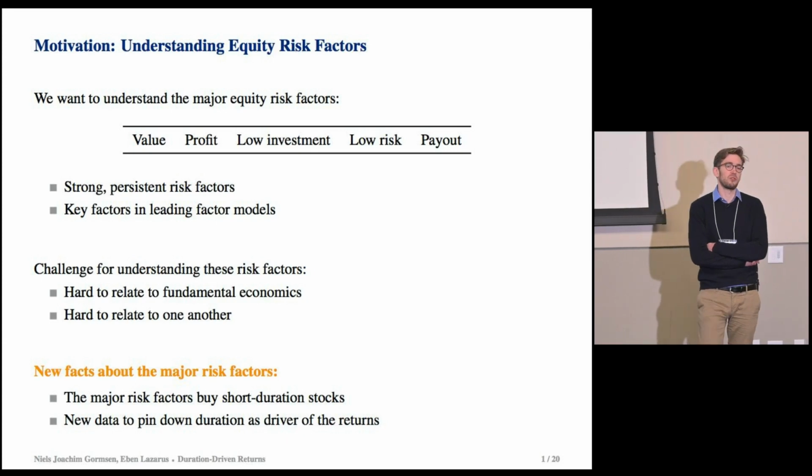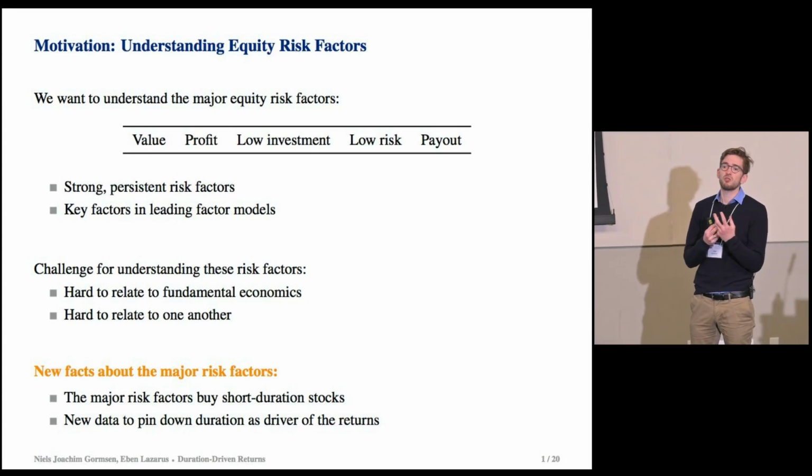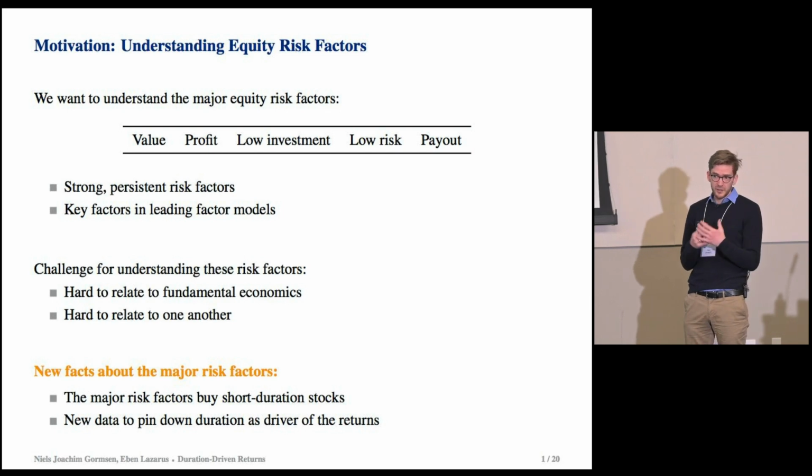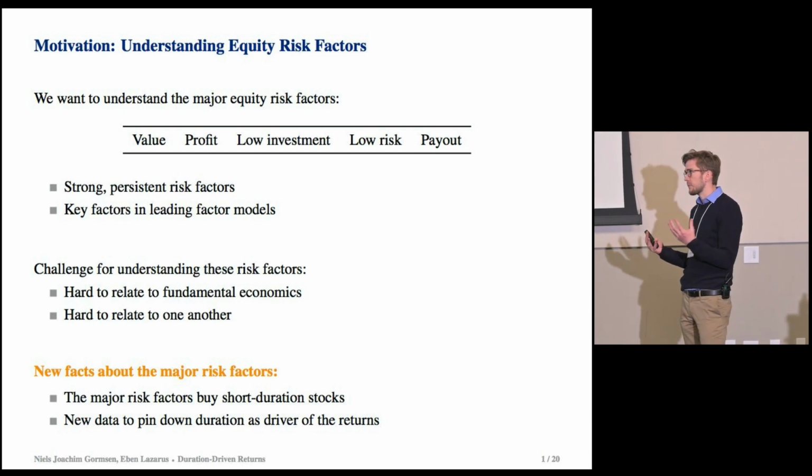But despite this prominence, we still don't have a very good understanding of the economics behind why all of these risk factors exist at the same time. One of the challenges is that it's hard to relate these risk factors based on their names, but more generally it's hard to relate them to economic fundamentals, and it's hard to relate them to one another. But what we're showing in this paper is that while these risk factors look or sound very different when you just look at their names, they actually share a very fundamental economic characteristic, and that is that they invest in firms with low growth rates. Because these firms have low growth rates, they also have a short cash flow duration, as I'll explain in a second, and therefore they can be summarized by a duration factor.